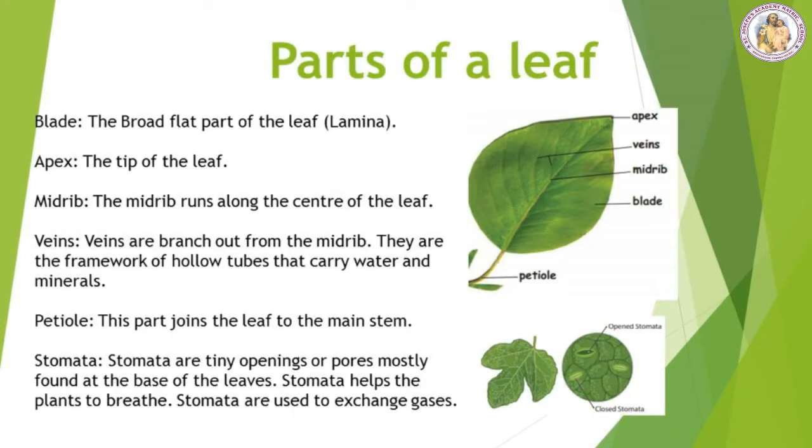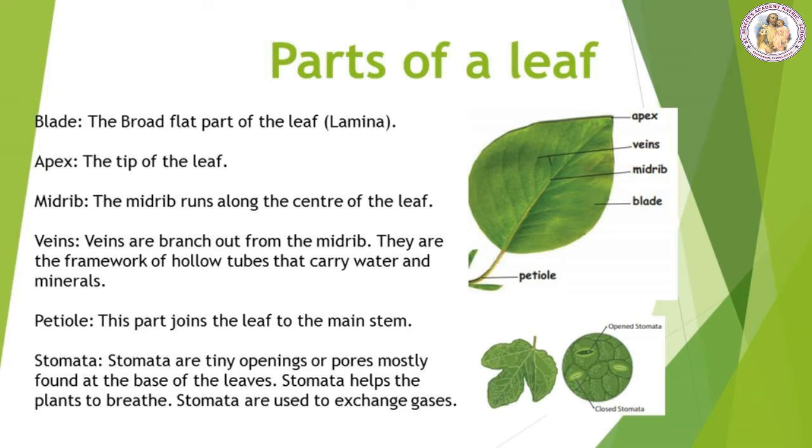Parts of a leaf. Leaves are of different shapes and sizes and have different parts. However, there are some basic parts that are common in most leaves. Blade, the broad flat part of the leaf. Apex, the tip of the leaf. Midrib runs along the center of the leaf. Veins are branched out from the midrib. They are the framework of hollow tubes that carry water and minerals. Petiole joins the leaf to the main stem.